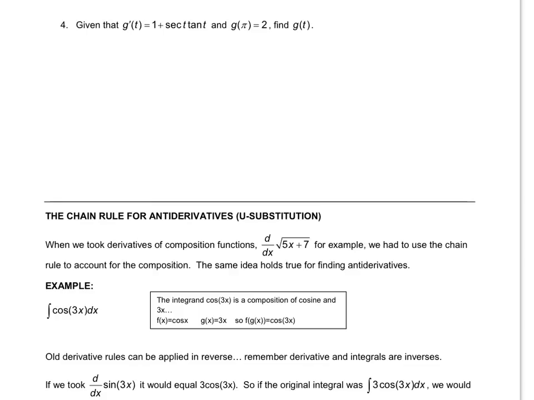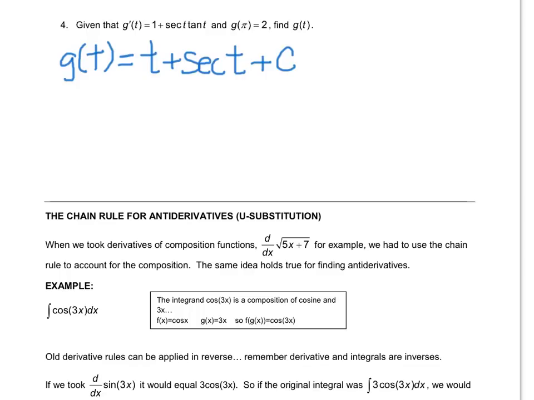So what function, when you take the derivative, gives you 1 plus secant t tangent t? And the answer to that: what function gives you the derivative of 1? Well, that would be t. What function gives you the derivative of secant t tangent t? And that would just be secant t. And we would have a plus c in there. If you take the derivative of g of t, you will end up with g prime of t, which was given to us. So there's our function.